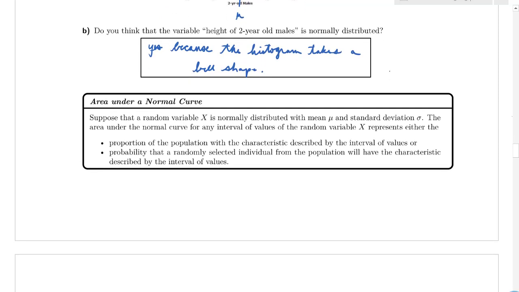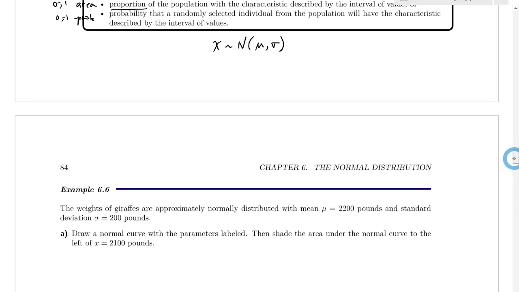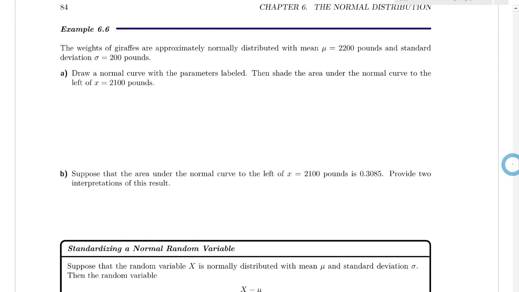So the next thing we can do, now that I've verified that it's bell-shaped, is talk about area. Suppose that the random variable X is normally distributed with a mean mu and standard deviation sigma. The area under the normal curve represents either the proportion, which is between 0 and 1, or the probability, which is also between 0 and 1. Well, we kind of always knew that. So what does this mean for applications?